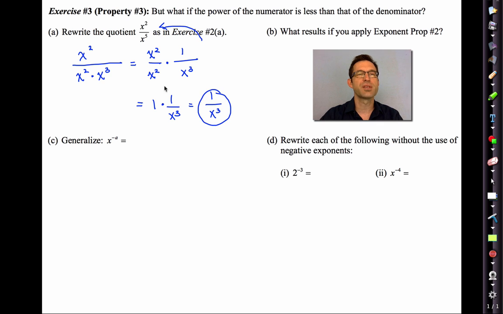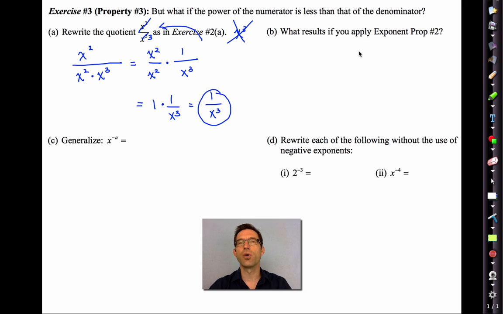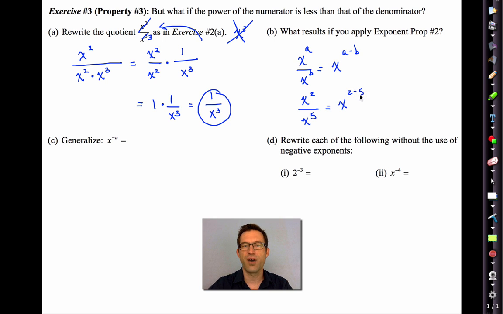And again, what a lot of people will say, just looking at the original, is that 2x's cancel 2x's here, giving me an x cubed. But then some students will make the mistake of saying, oh, well, then our final answer is x cubed. But it's not. It's 1 divided by x cubed. Now, letter B asks, what results if you apply exponent property number 2? In other words, if we use the property from the last problem that says x to the a divided by x to the b is x to the a minus b, well then that would say x to the 2nd divided by x to the 5th is x to the 2 minus 5, which is x to the minus 3.